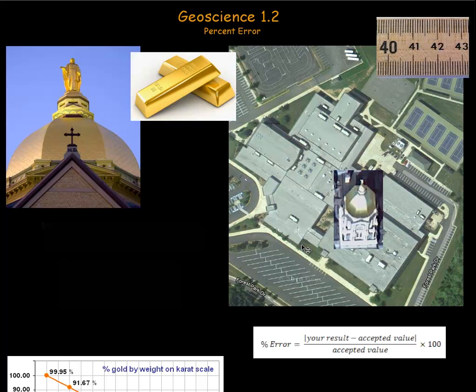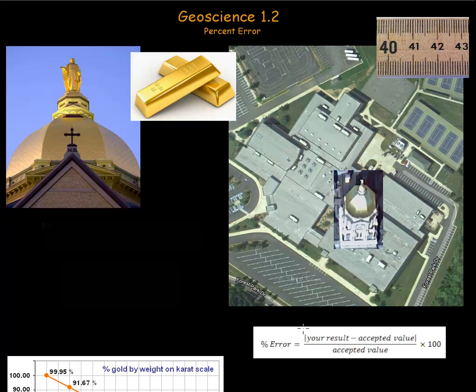We're probably not going to try to recreate the wheel in this geoscience class. We're just going to be looking at data that has been collected and is fairly well understood. But anyway, the whole idea is called percent error. The percent error equation is down here.